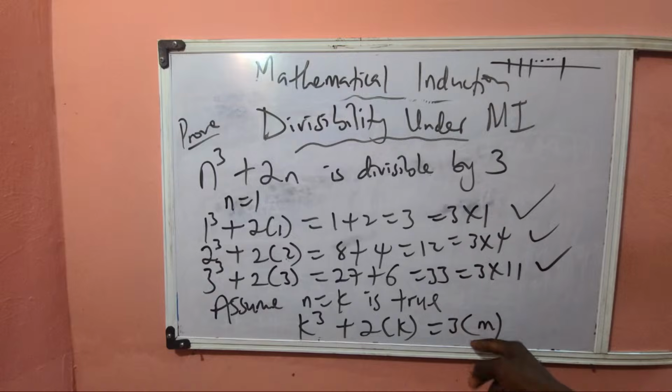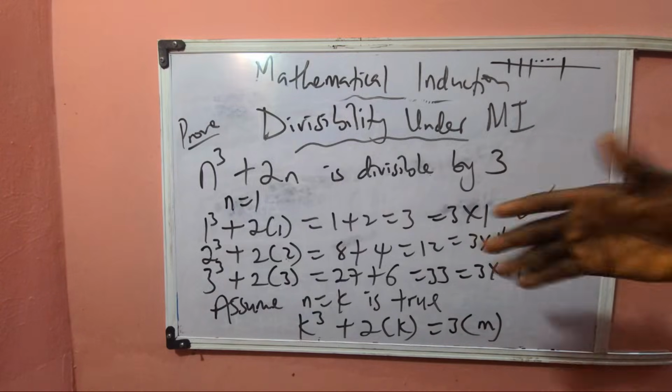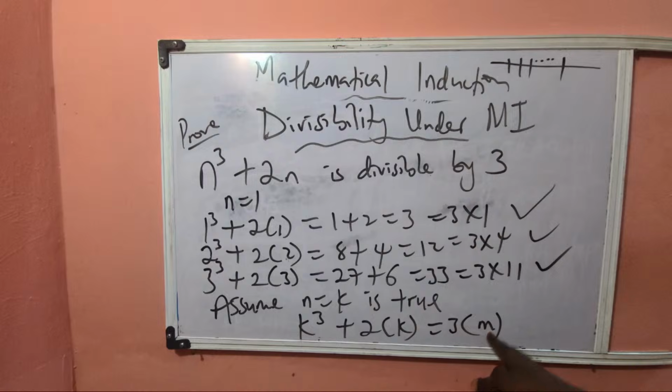We don't know whatever that is because we don't have a number for k. So we just put m there representing whatever it may be. Maybe 100, maybe 103, maybe 205. It could be anything. We just know that when n equals k happened, it was 3 times something. That means it was divisible by 3. That's certain. That's clear. Good.